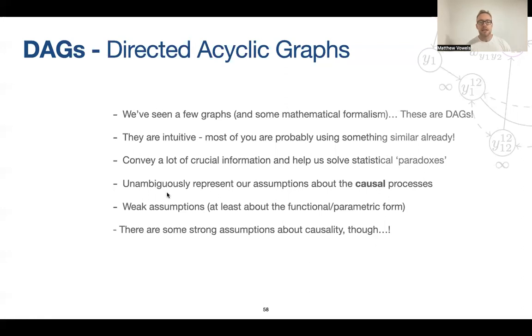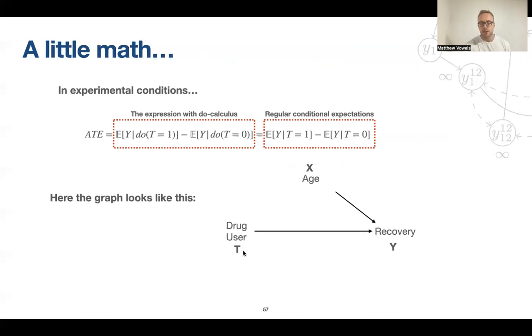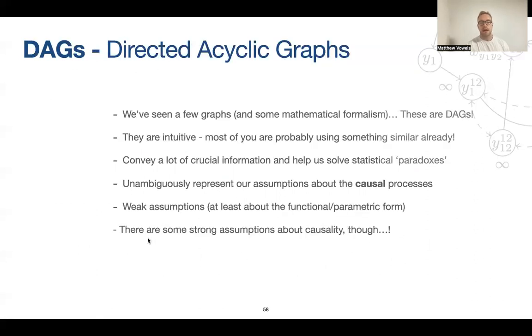They enable us to unambiguously represent our assumptions about the causal process, and they have relatively weak assumptions built in, at least about the functional form relating variables. So for instance, in this graph here, from treatment to outcome, we don't necessarily assume that the treatment has a linear effect on the outcome. It could be highly nonlinear. But we do make some very strong assumptions about causality. So even though there are weak assumptions about the functional form, we have to assume that these are actually causal processes.